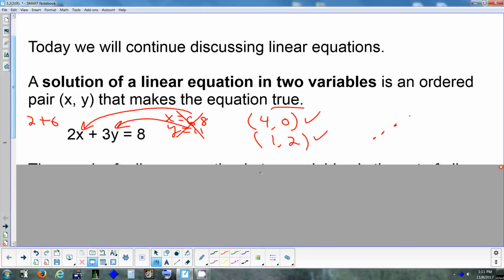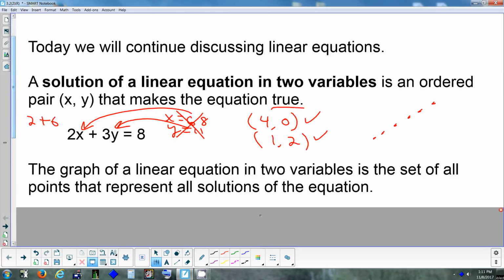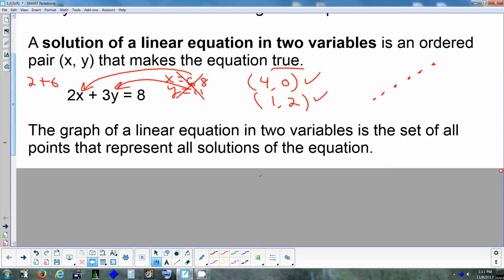If you were to graph every solution that you came up with, all the solutions would be on a straight line. That's basically what the picture of all the solutions looks like. So the graph of an equation that has two variables is all the different points that you could plug in and it would make it true. And if you graph enough of them, the points are going to be so close together, eventually it's going to look like a solid line.